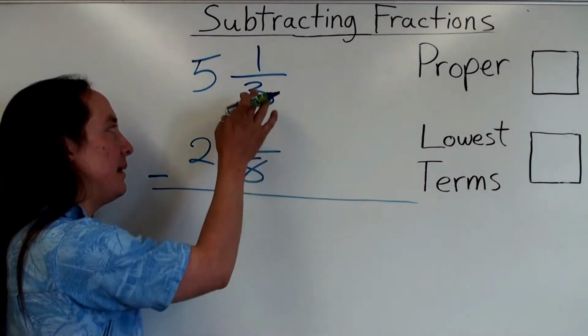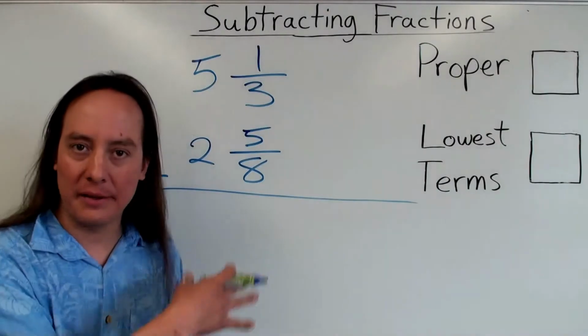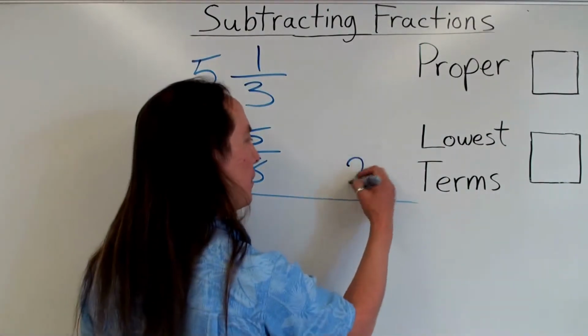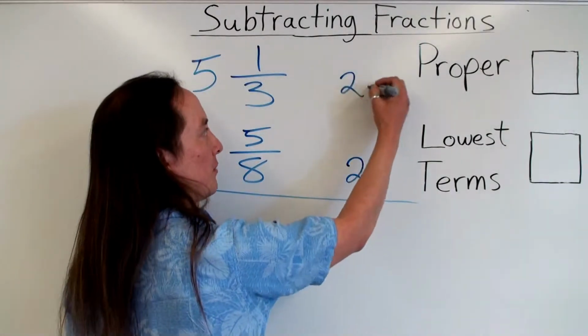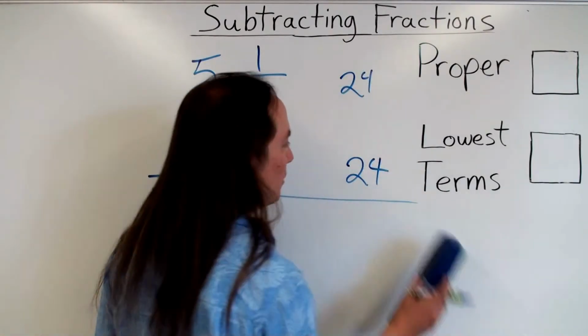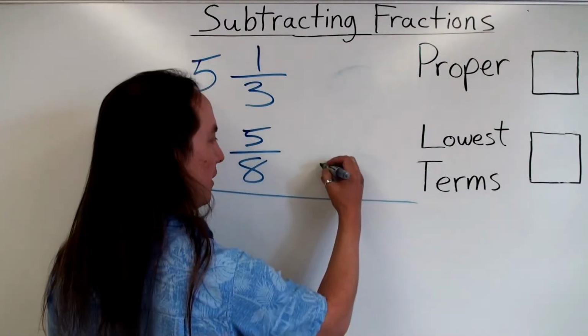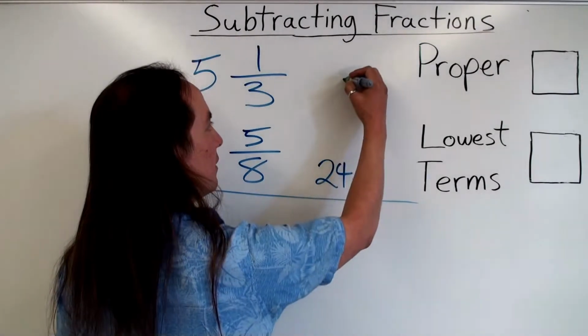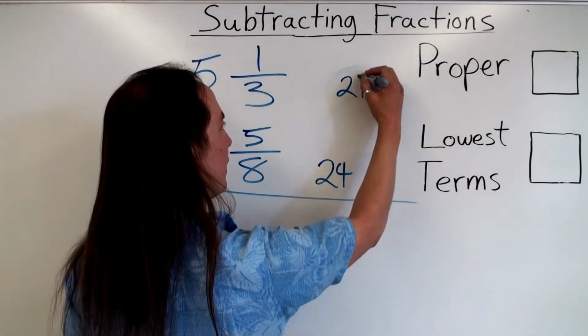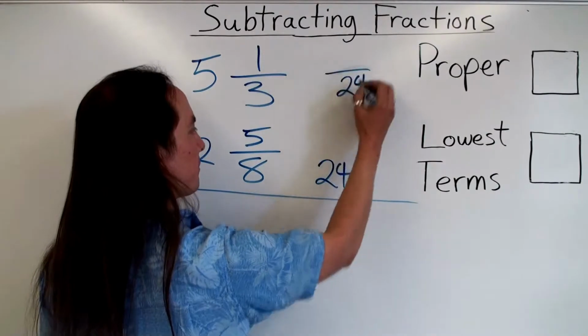We have 8 and 3. Those are the same denominators we had in the last problem. So we already know that the lowest common denominator is going to be 24. So I'll go ahead and do that. And I need to give myself a little bit of room.